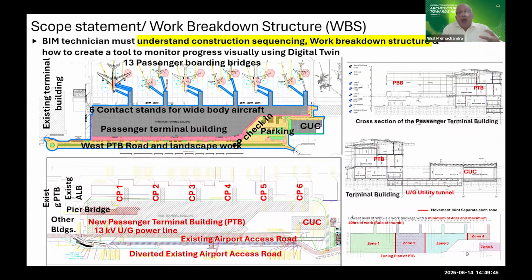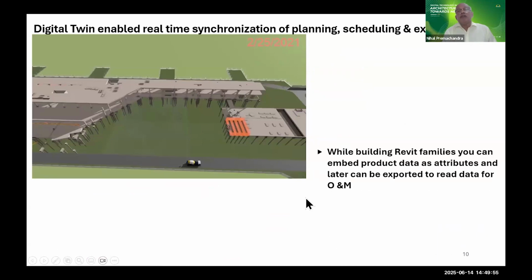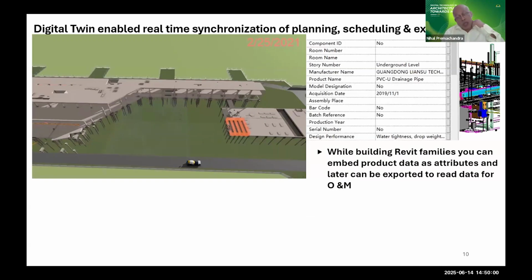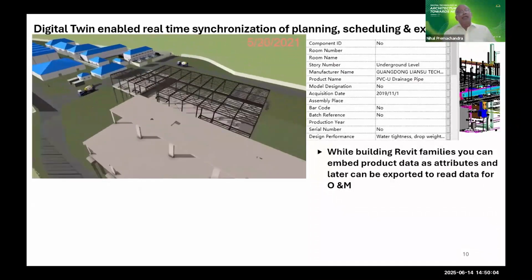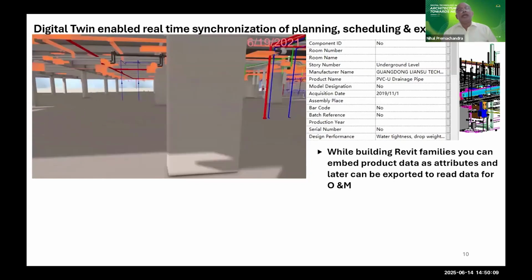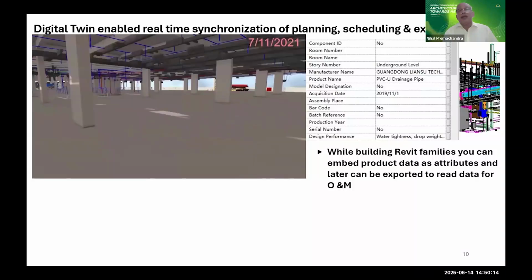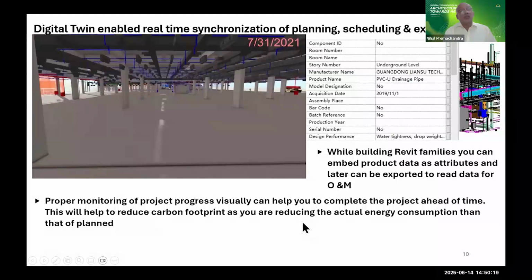So that type of breaking down will help us to get the progress monitored, because if you delay in completing your project, you will again be spending a lot of energy and you are not helping to reduce the carbon footprint. Now I have done the planned installation as well as actual installation monitoring, and then I can see if I'm getting delayed, where it is, and all these things visually. So this is very important to use digital twin in such a situation.